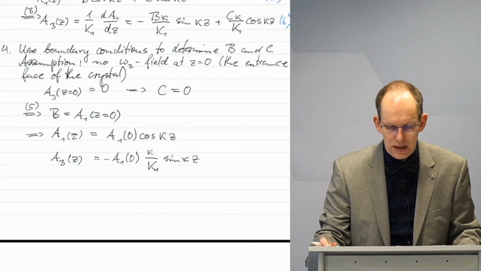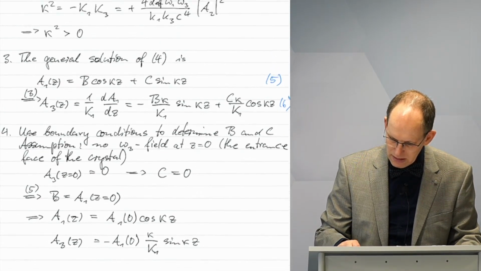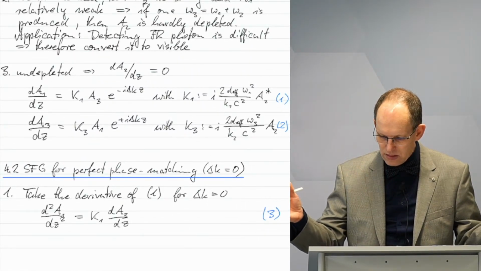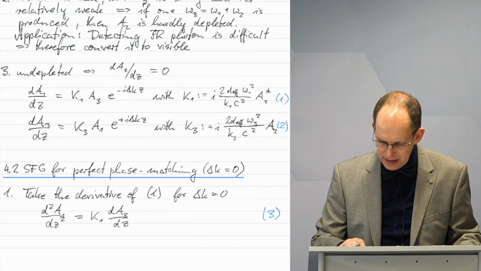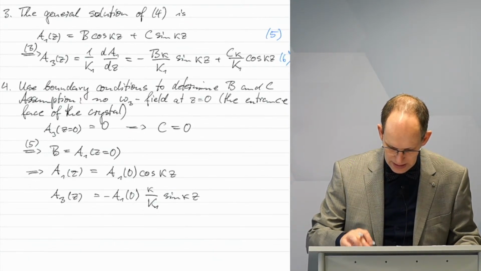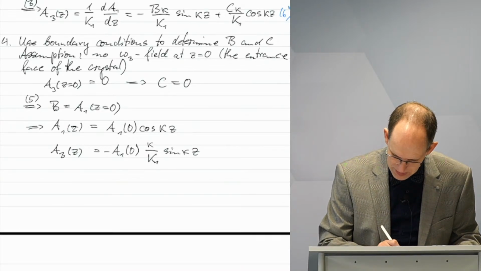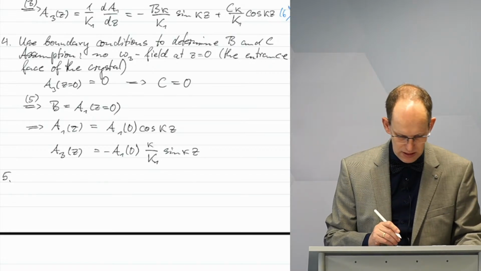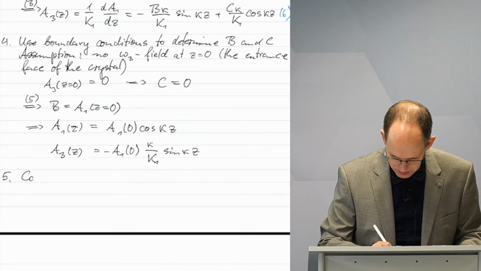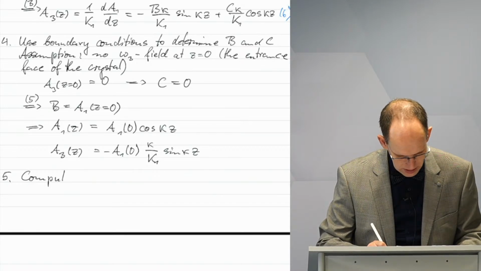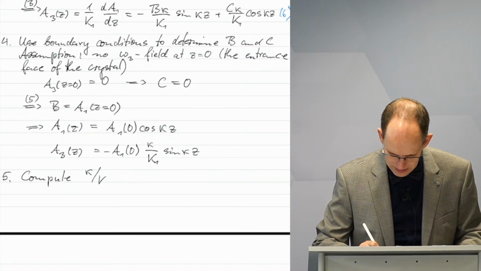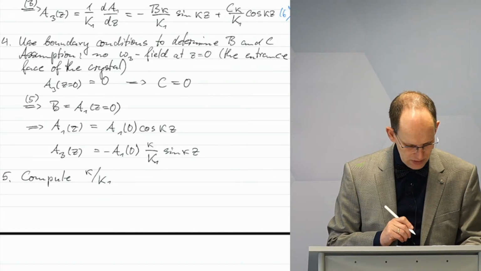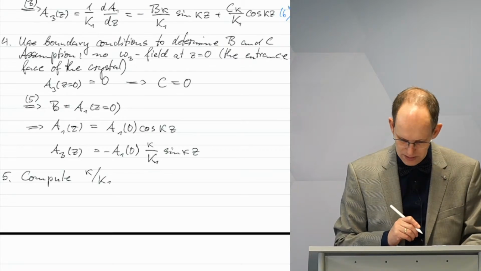It's the product of K1 and K3, and this is also kind of a complicated expression. We just want to calculate it by substituting the definitions into it. So compute kappa divided by K1. Not kappa itself, but kappa divided by K1.